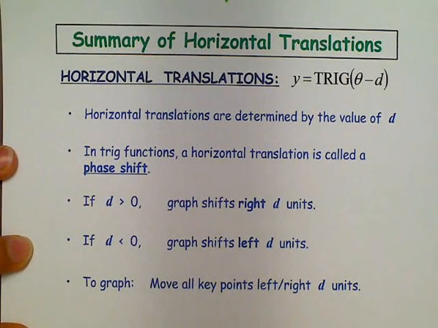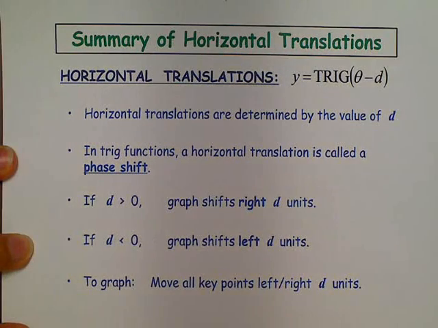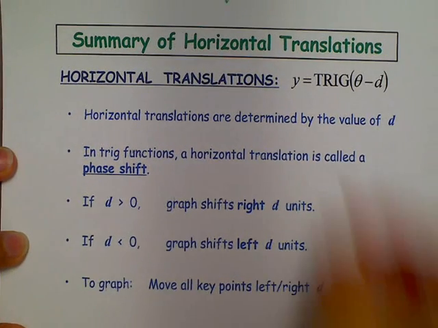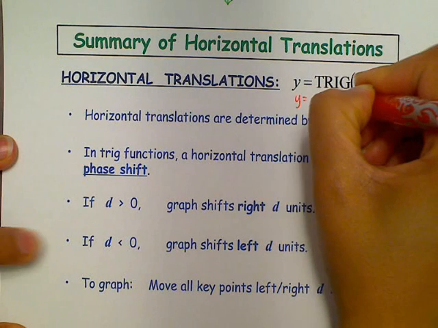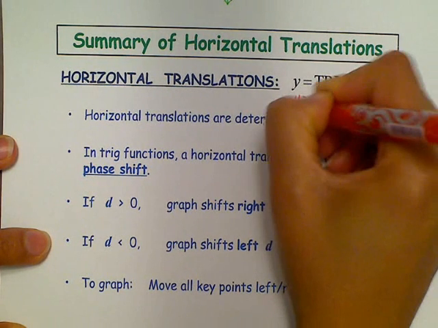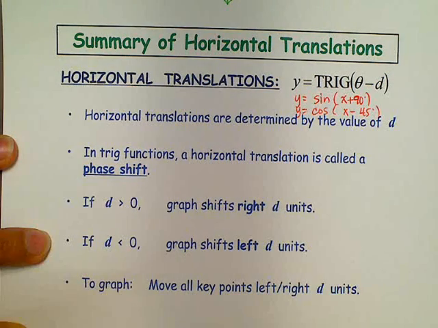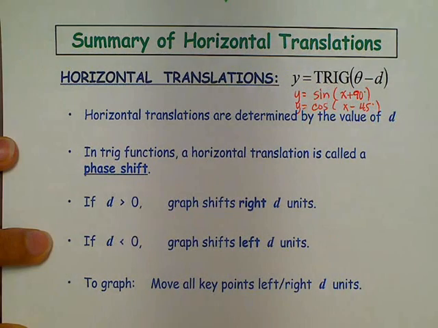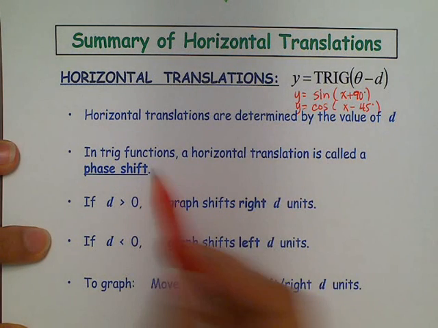Okay, just to summarize horizontal translations. Horizontal translations are inside the brackets where the angle is. So if you look at a sine function, this would be like y equals sine of x plus, say, 90 degrees, or y equals cos of x minus 45 degrees. That's what it would sort of look like. It would be inside the brackets. And so horizontal translations are determined by the value of d.